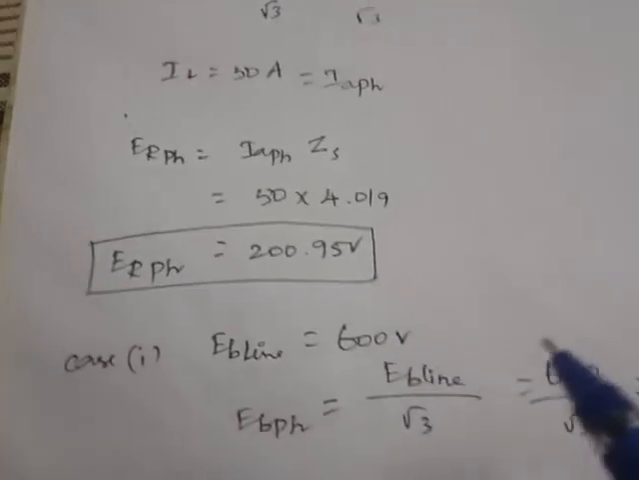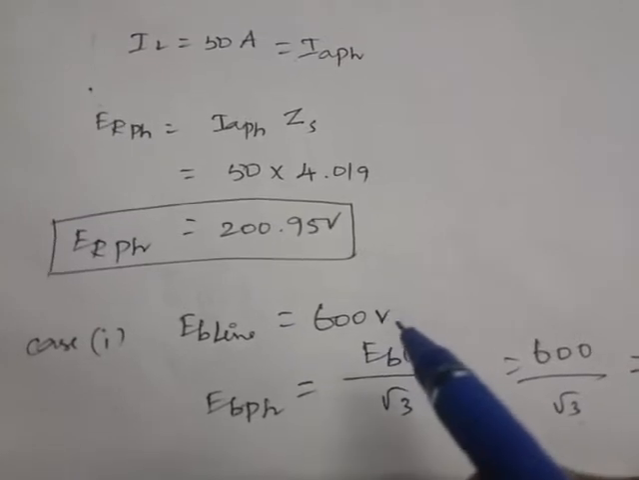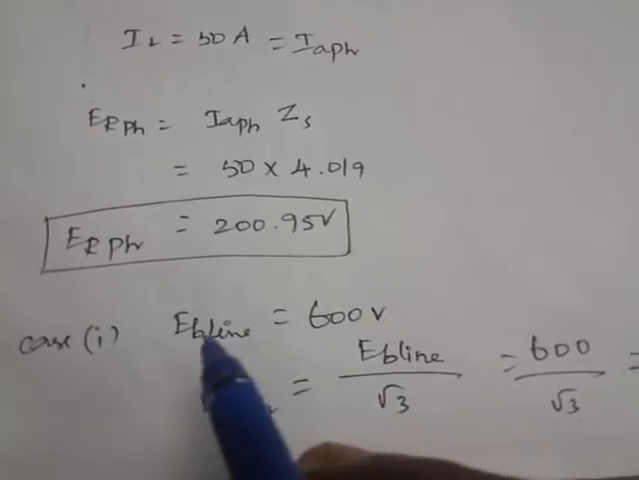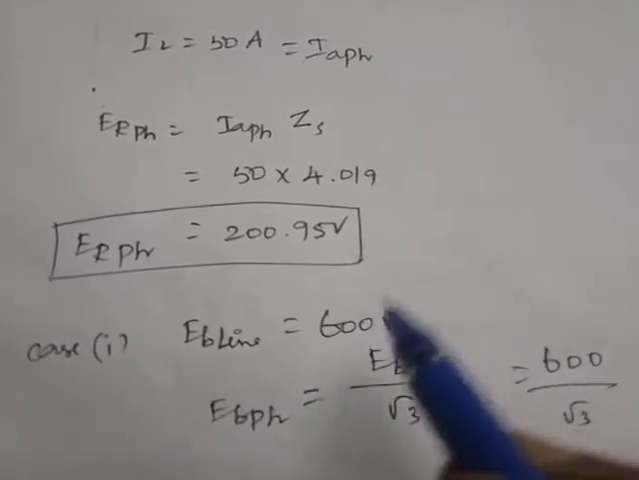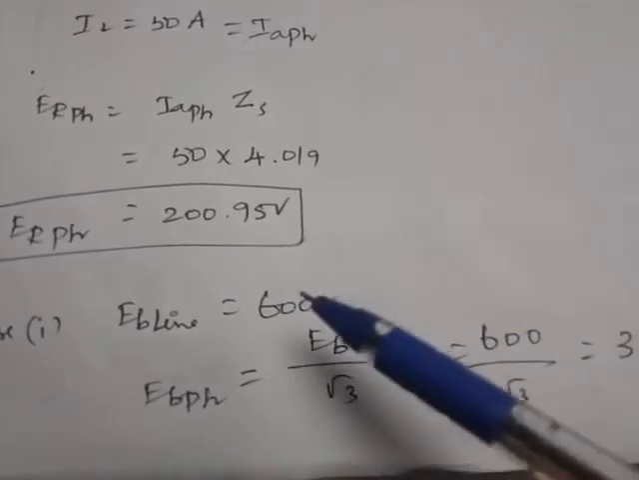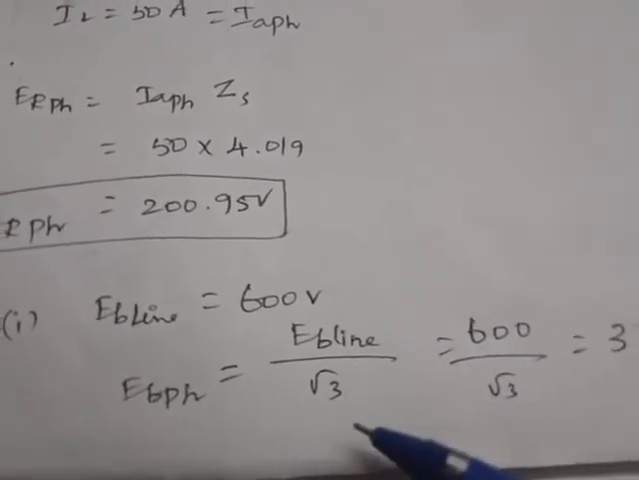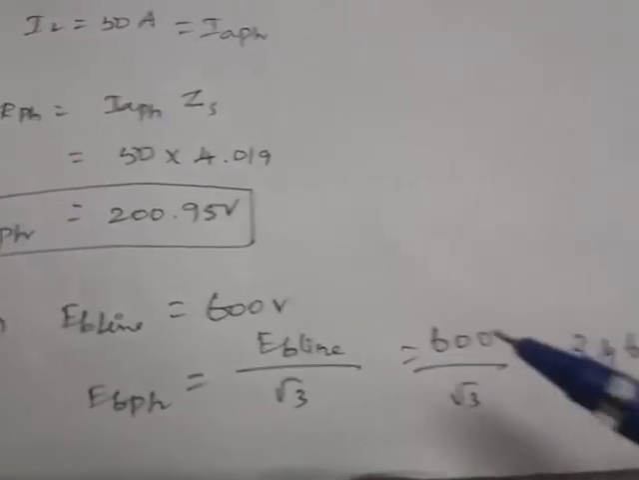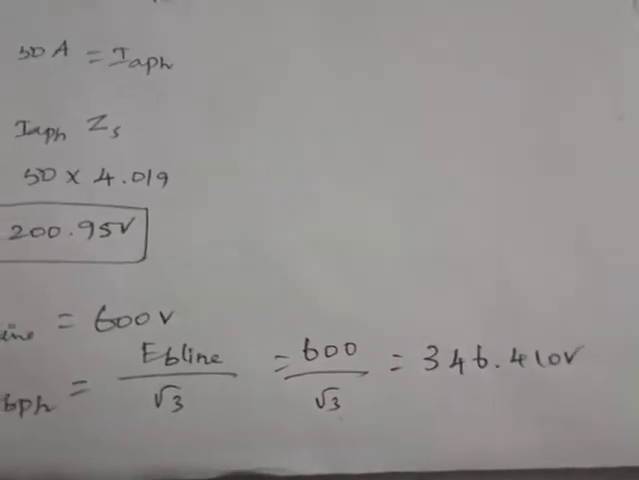So in the given problem, we are given two back EMF values. One is the 600 and the other one is the 380 volt. First you go for the first condition. Back EMF equal to 600 volt. The given value is the line voltage, so you can change it into phase voltage. EB phase equal to EB line divided by root 3 because it is star connection. So 600 divided by root 3 equal to 346.410 volt.